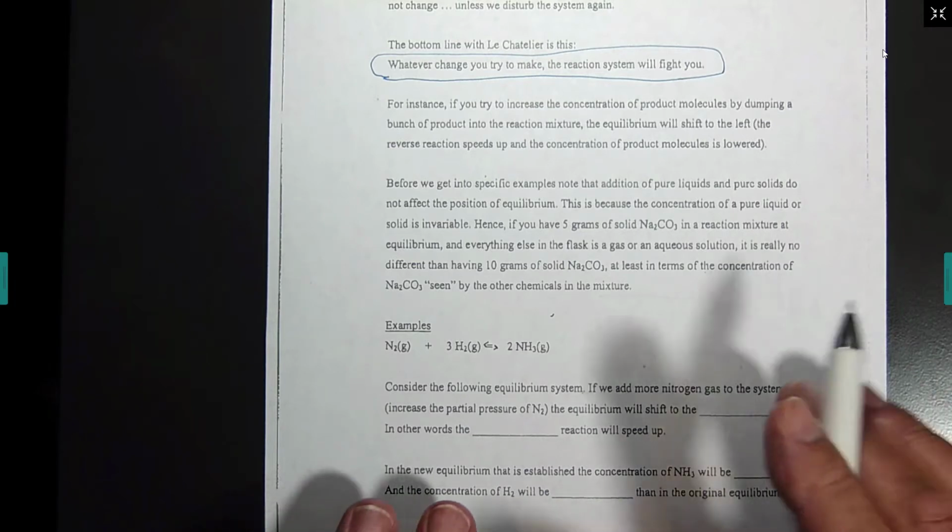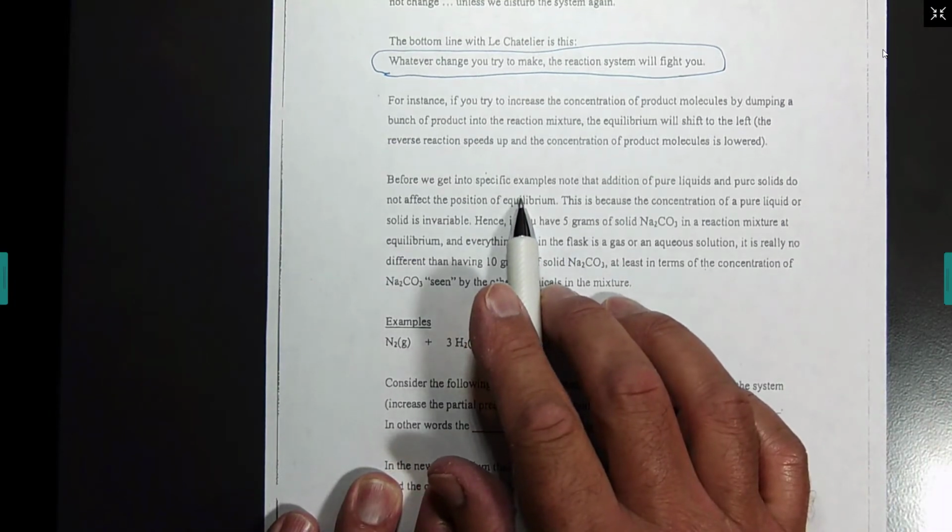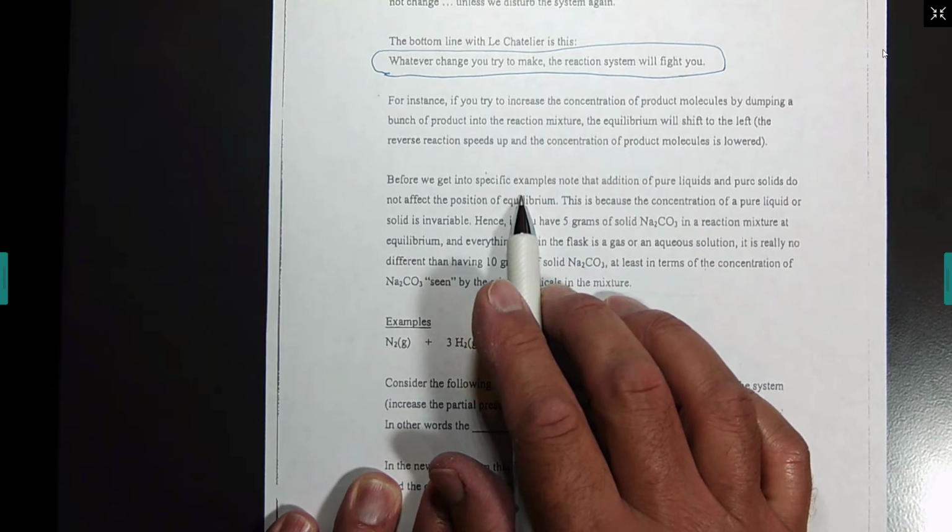Now, before we get into some specific examples, here's a little quirk of Le Chatelier's principle that you just have to accept at face value.